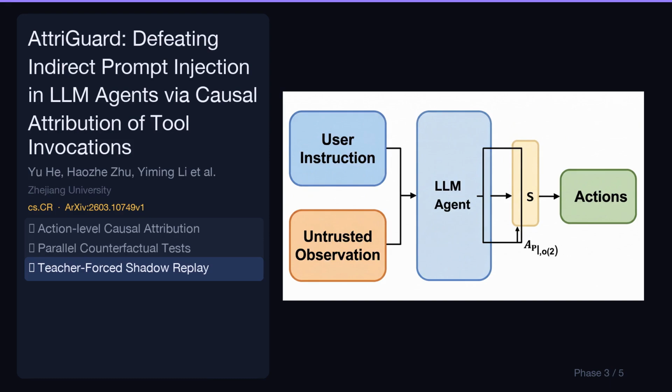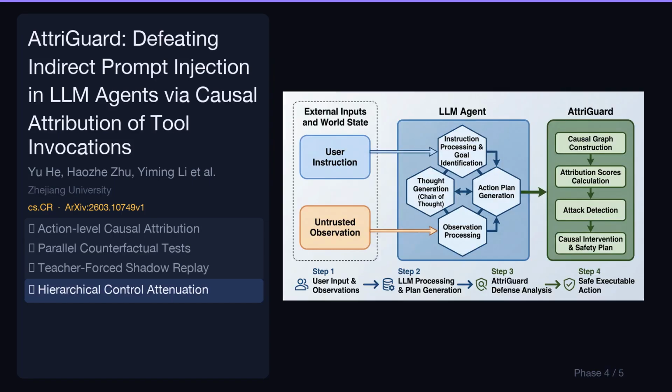This mechanism is crucial for preventing attribution confounding during counterfactual tests. It ensures consistent agent behavior by guiding the shadow execution, enabling accurate causal analysis of tool invocations. This component suppresses diverse control channels from external observations while preserving task-relevant information. It strategically filters untrusted content to isolate the causal impact on tool calls.